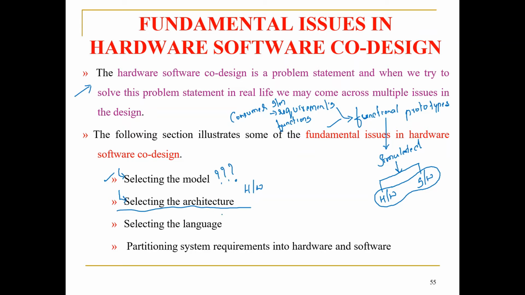Finally, after you are done with the language selection and coding, you go on to partitioning the system requirements into hardware and software. Finally, you are going to say, fine, this is my hardware component and this is my software component. Up till here, you were not saying which is hardware and which is software.